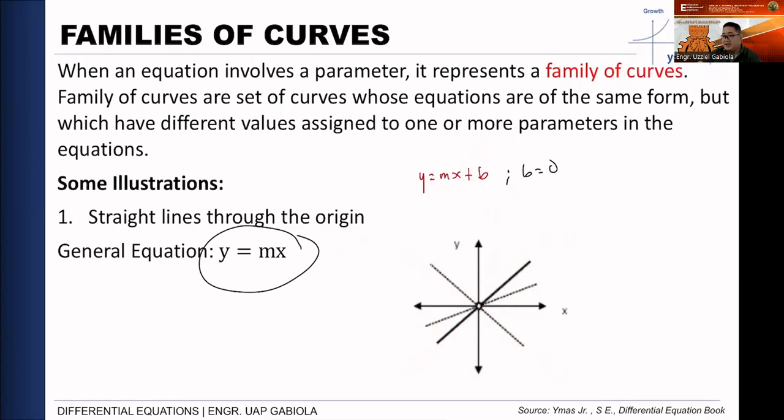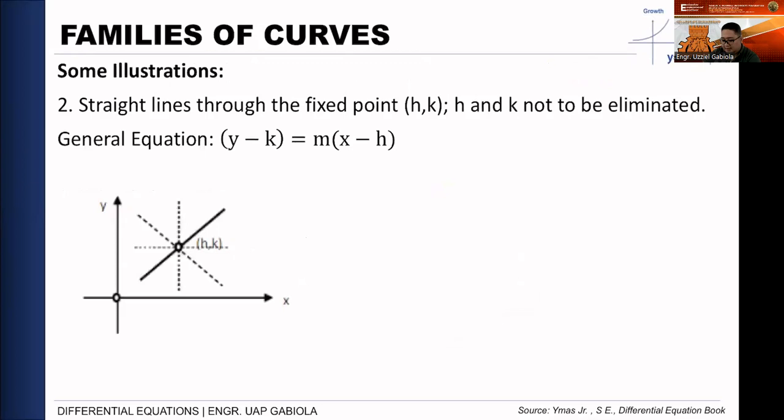So, ang gusto lang muna natin is to show you guys ano yung ibig sabihin ng families of curves. Okay? Next, another illustration. Kapag straight line through the fixed point HK, and HK is not to be eliminated. Another form ng line natin is y minus y1 is equals to m times x minus x sub 1. So ito yung tinatawag nating point slope form ng line.